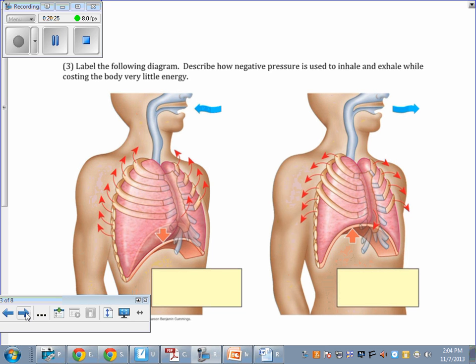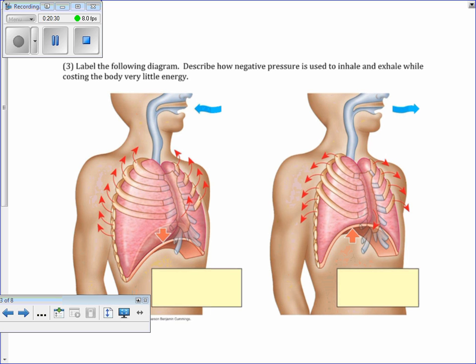When you are in a relaxed state, here is a relaxed state. For those at home, that's this one. Relaxed state. The rib cage, the muscles are relaxed, so the rib cage sits low.